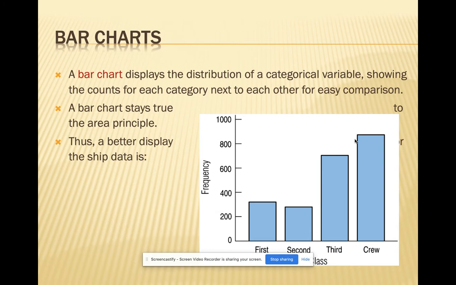So here we've got a bar chart. It's very easy to see that there were a little more first class passengers than second class, a whole lot more third class, almost the same as first plus second. And then the crew was by far the largest group. And the nice thing is it stays true to the area principle. It's not cool to look at like the ships, but it's honest.